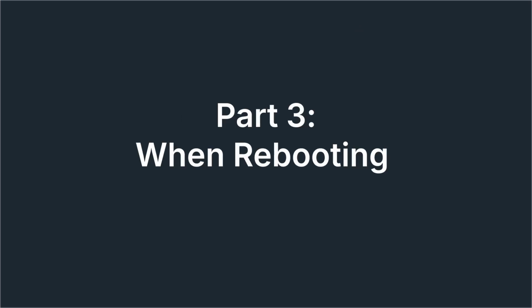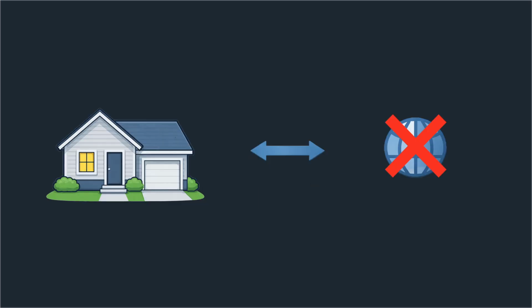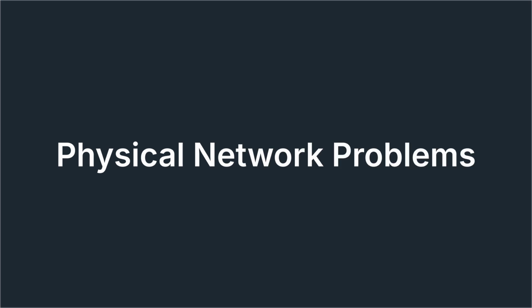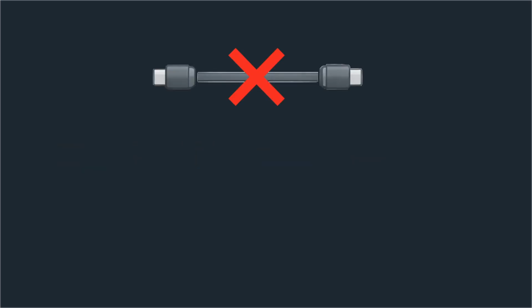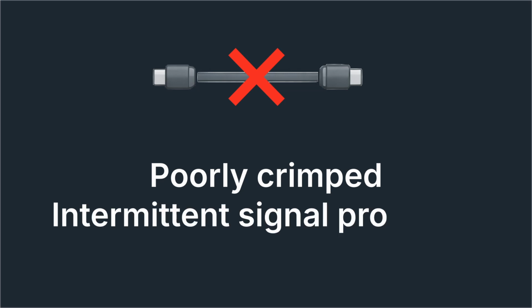Let's talk about when rebooting won't help. Restarting your router only affects the network inside your home. It can't fix problems outside your network. If the problem is with your internet provider, for example, an outage or congestion on their network, rebooting your router won't fix that. Another common issue is physical network problems. If an Ethernet cable is damaged, poorly crimped, or experiencing intermittent signal problems, restarting the router won't fix that.